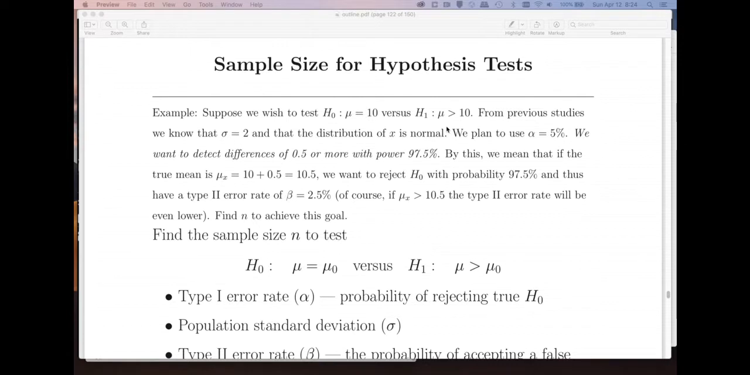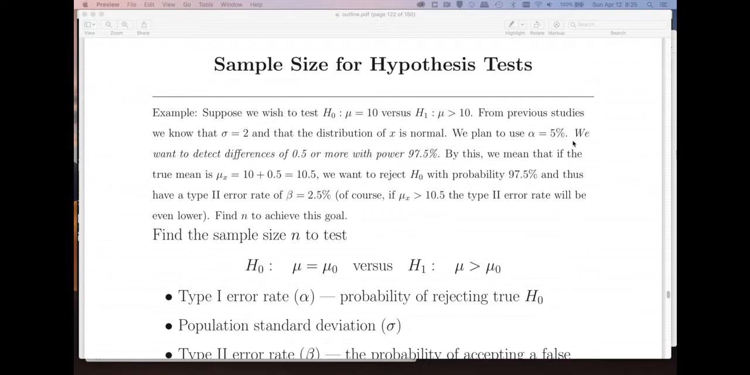Now we know from previous studies that the standard deviation of the population is about 2. So we're just going to use 2 as our standard deviation. We also have reasons to believe that our distribution, the population distribution, is normal. Now, we want to use a type 1 error rate of 5%. Now, everything I've said so far is pretty standard. Now we get to the new thing.